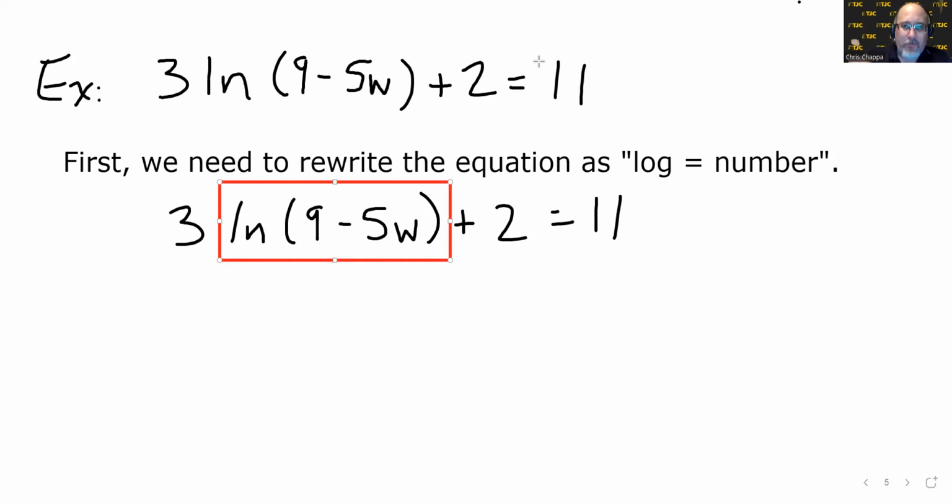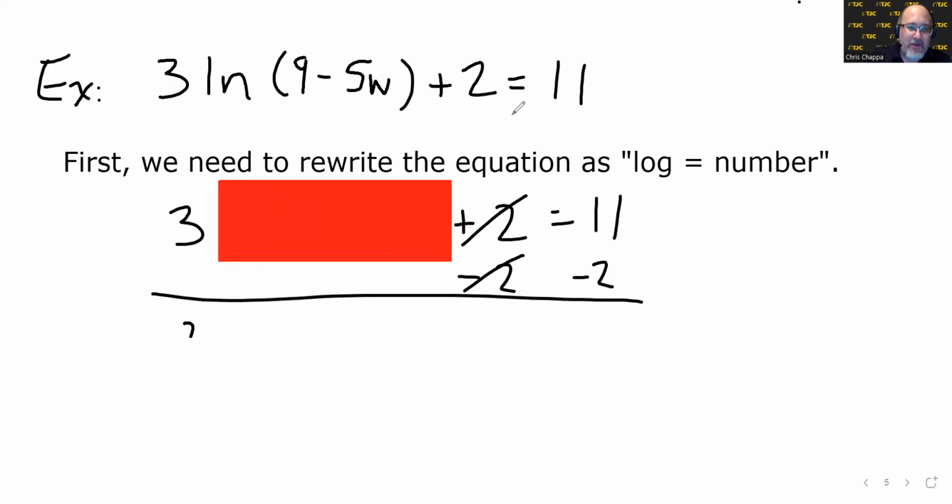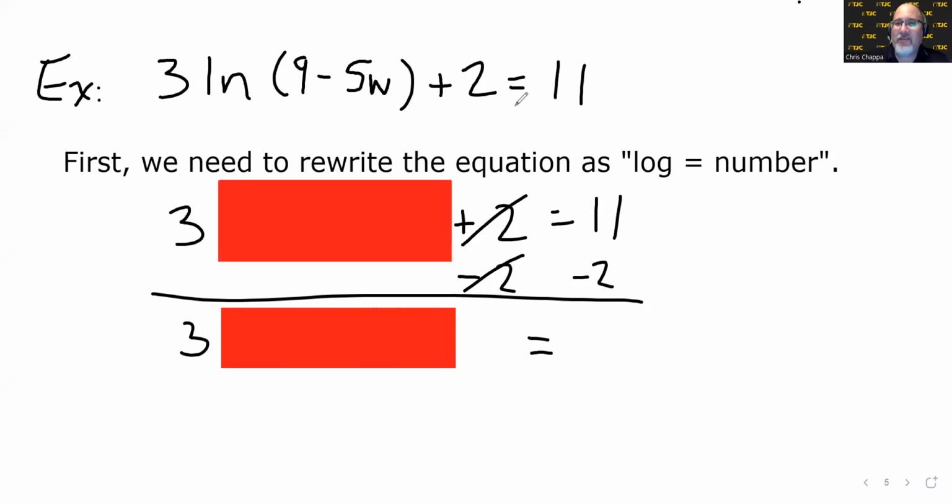So let's throw a box over it for a second, and don't treat it like a logarithm. Let's just say it's a rectangle. All right, 3 times rectangle plus 2 equals 11. Well, that's pretty easy to solve. If we wanted to solve for the red rectangle, we would just subtract 2 from both sides. That would cancel the 2's on the left. That would leave us 3 times big red rectangle. 2's cancel. And then on the right side of the equal sign, 11 minus 2 is 9.